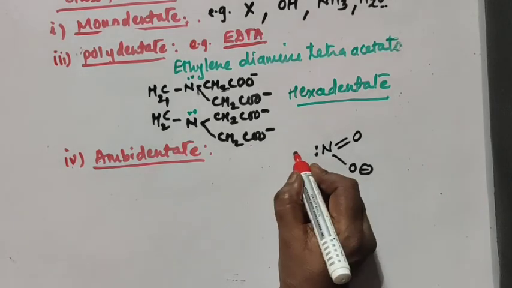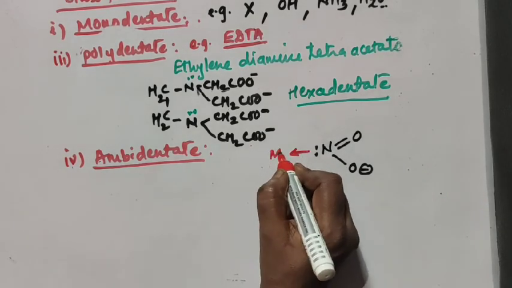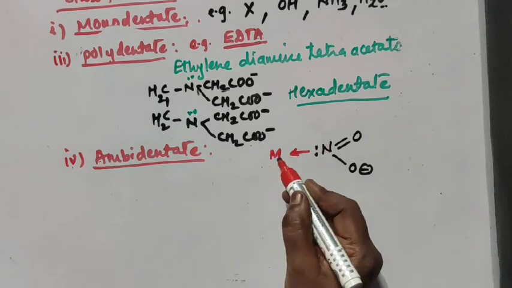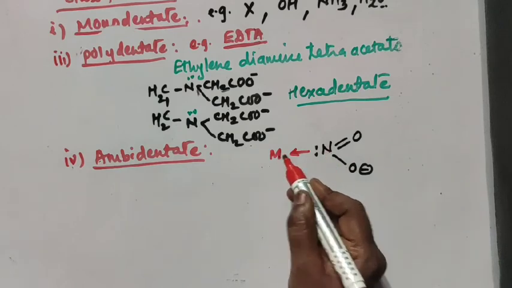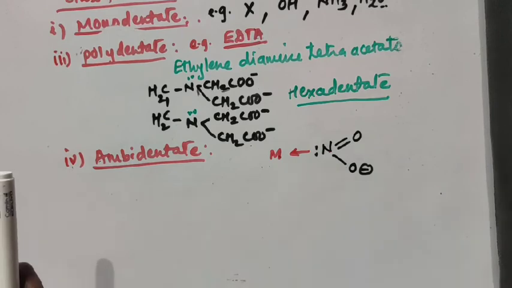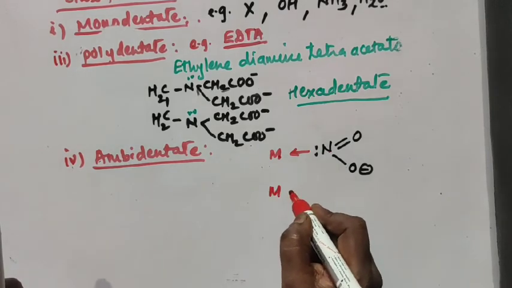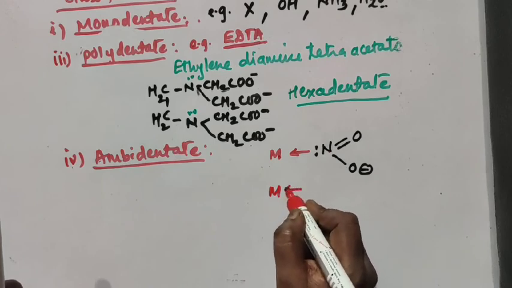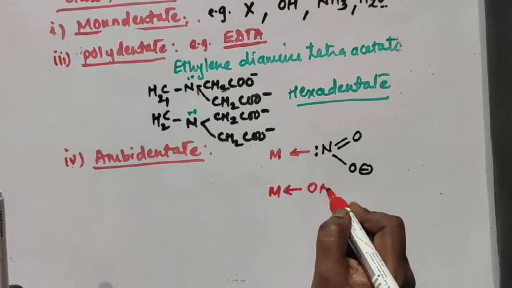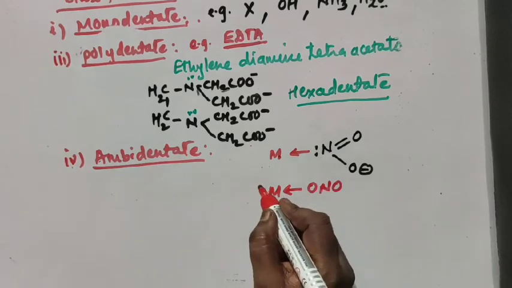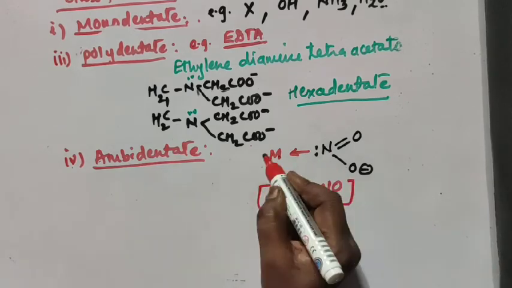When this nitrogen donates an electron pair to the central metal atom, then there is a bond between nitrogen and the central metal atom, so it is M-NO2. But when oxygen donates an electron pair, then the group will be M-ONO, because oxygen donates the electron pair to the central metal atom.